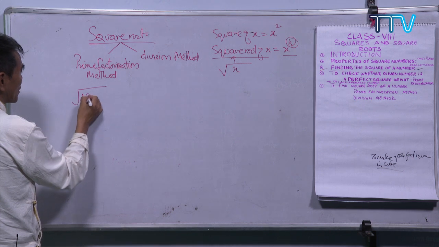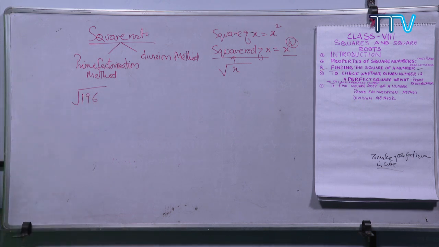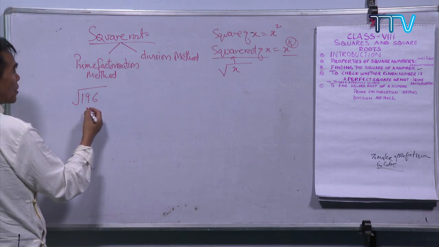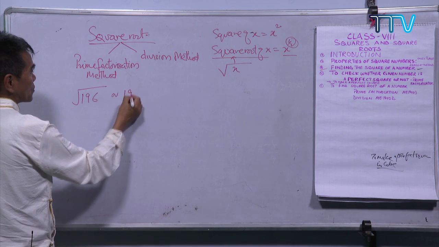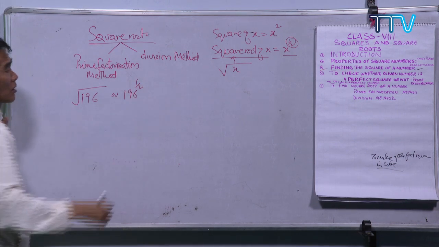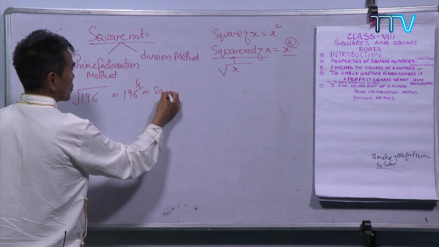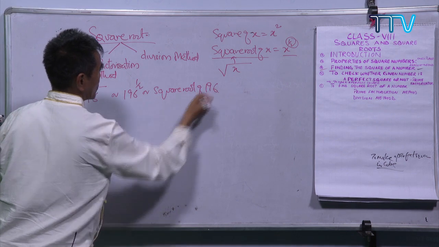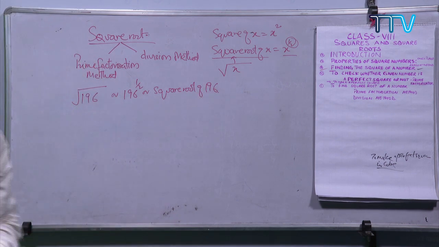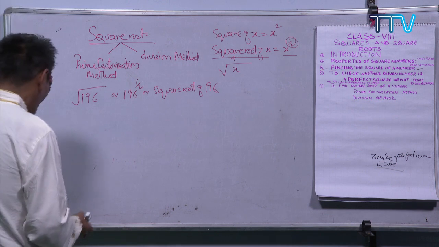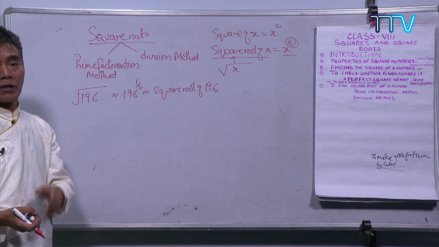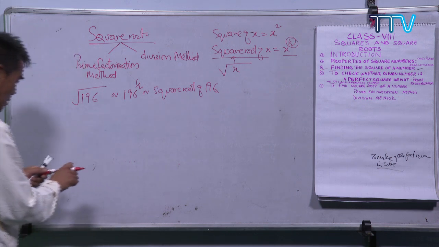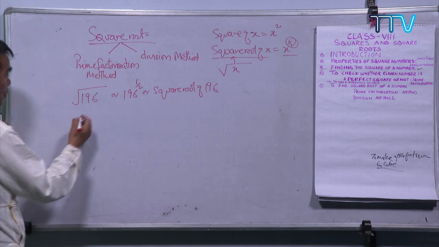Find the square root of 196. 196 is a perfect square. You can write 196 raised to power half, which equals the square root of 196. The question gives a perfect square number, so we find its prime factors.